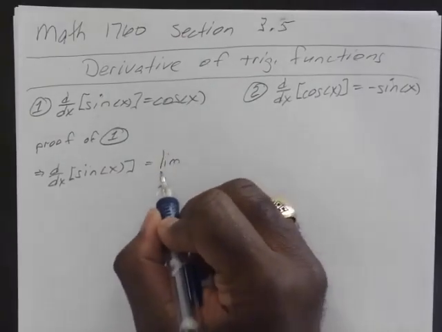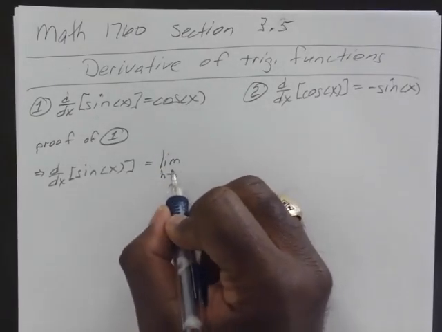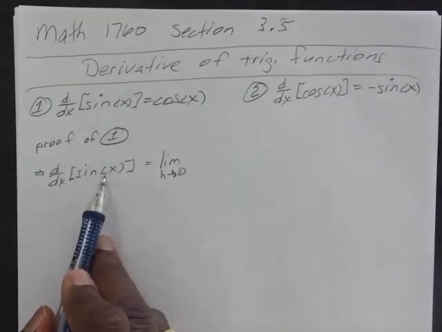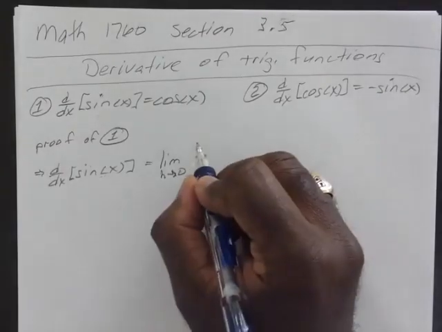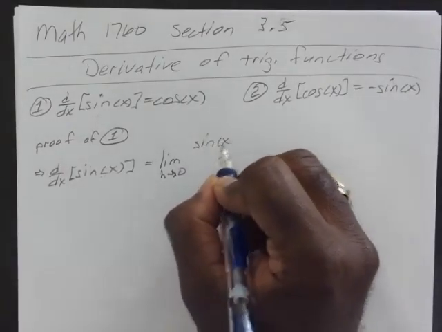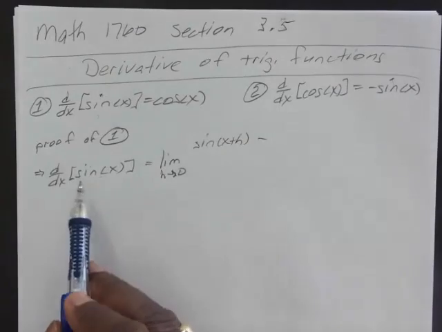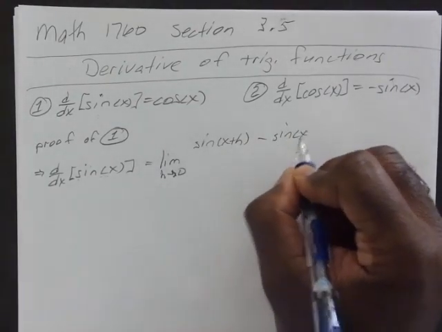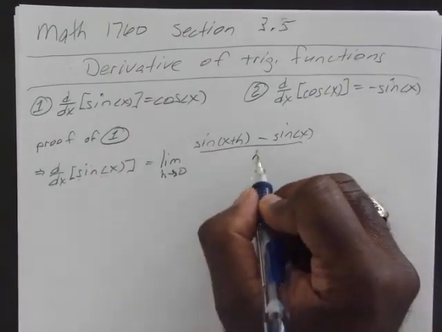Remember, that's the limit as h approaches 0 of f of x plus h. So that's going to be sine of x plus h, minus f of x, so minus sine of x, all divided by h.